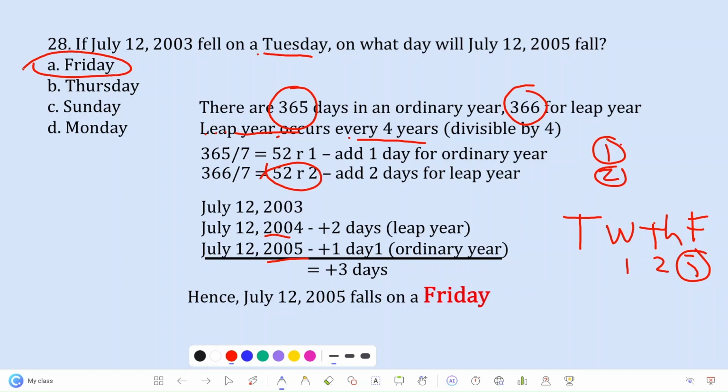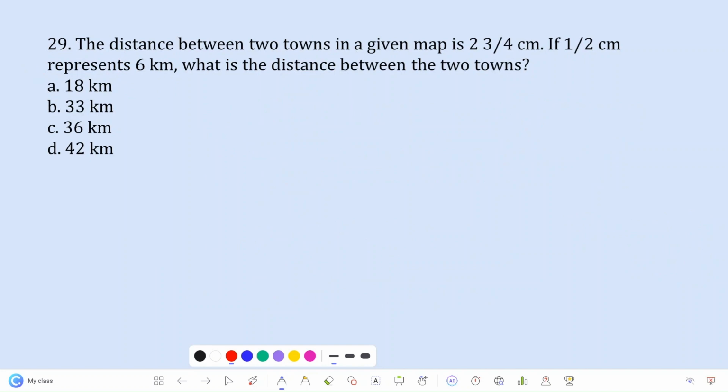Let's proceed to sa ating item number 4. Ang ating item number 4, the distance between two towns in a given map is 2 and 3/4 centimeter. If 1/2 centimeter represents 6 kilometer, what is the distance between the two towns? Is it A, 18 kilometers, B, 33 kilometers, C, 36 kilometers, or letter D, 42 kilometers? So, sabi sa problem natin dito, ang distance daw is 2 and 3/4 daw siya. So, kung ang 1/2 centimeter is equal to 6 kilometer, ilan ang total distance ng route?